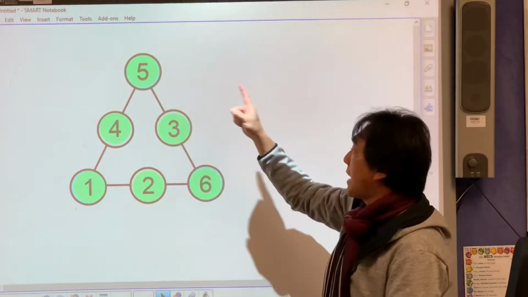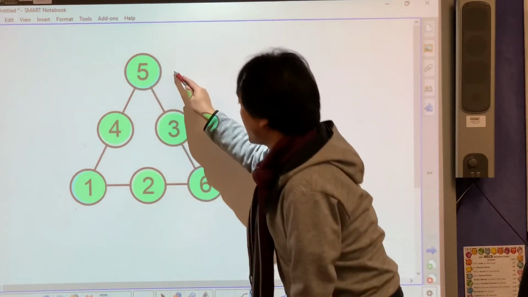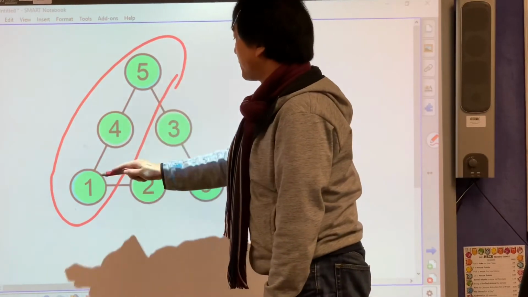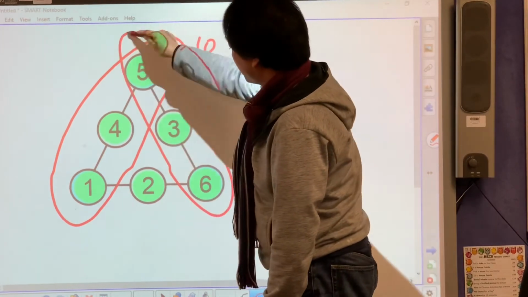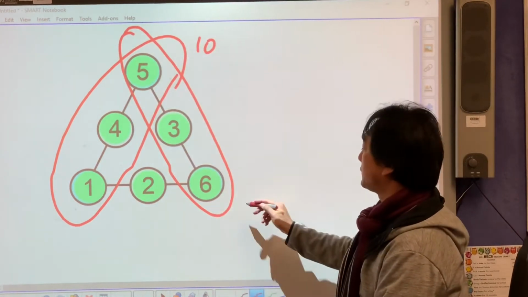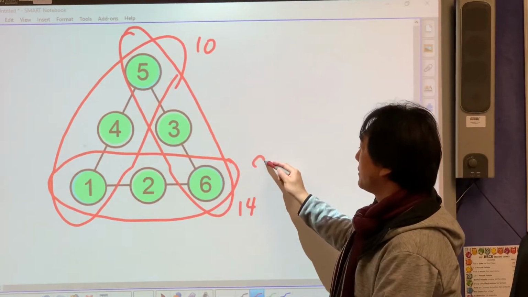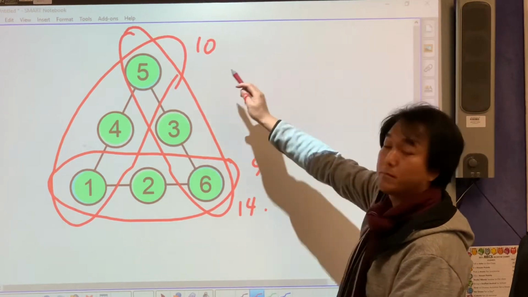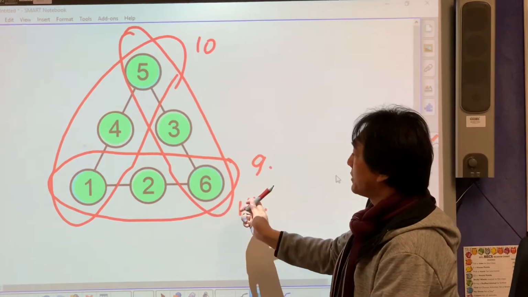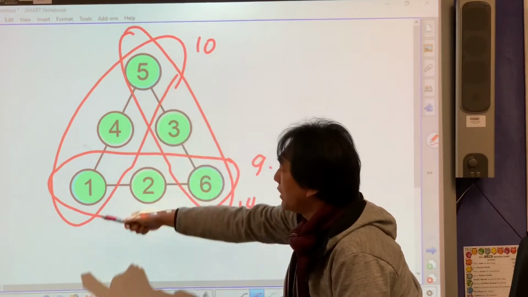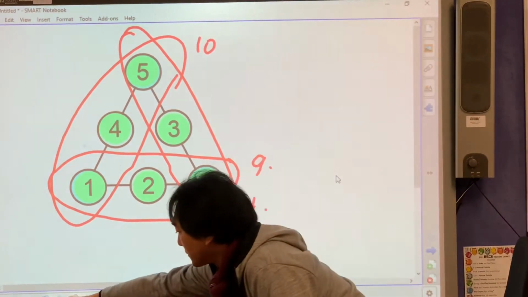Now then you're going to add all the numbers on each line. For example, here, 5 plus 4 plus 1 is 10. 5 plus 3 plus 6 is 8 plus 6 is 14. 1 plus 2 plus 6 is 9. These numbers have to match. So whenever you add these 3 numbers in each line, they all have to be the same. Got the idea?